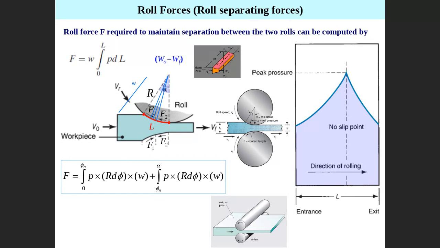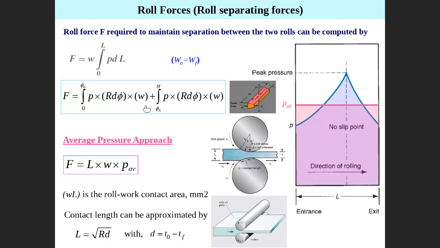Let me say dl here equals R d phi. So this is the dl, right? The dl equals radius multiplied by d phi. So p R d phi is the first section, from 0 to phi n. Phi n is the angle up to the no slip point. And then the next section is from phi n to alpha, to the exit, p R d phi w also. W can be taken as a common factor here. So this is the force. If you do this integration, you can obtain the force.